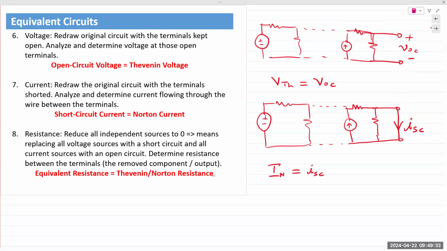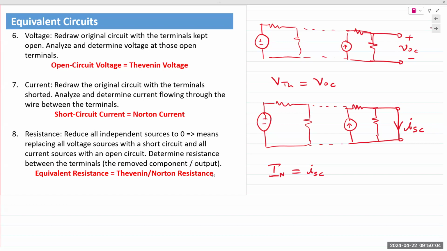You place a wire between the output terminals, you analyze it by any method you choose, and you find the current that is flowing through that wire. That is the Norton current IN. All right, any questions so far? Again, there is no new technique in here. You're simply taking the techniques that you have learned and applying them to a concept, to a theorem.